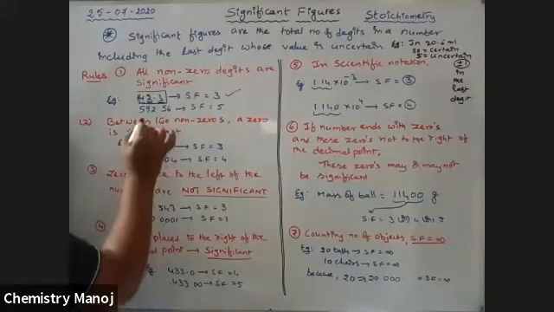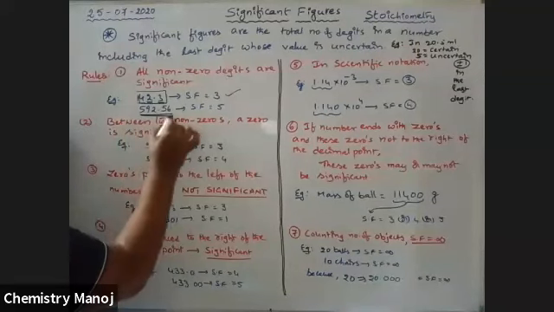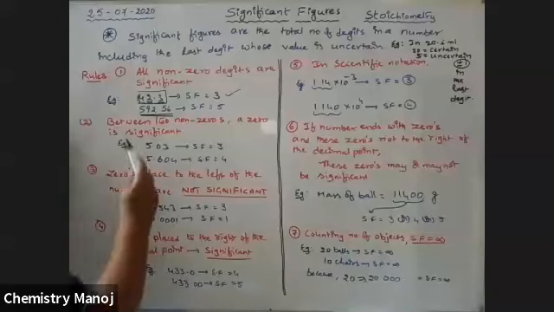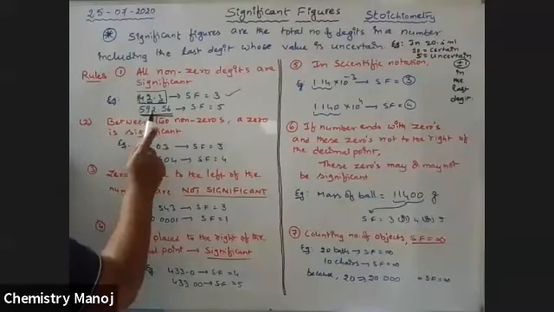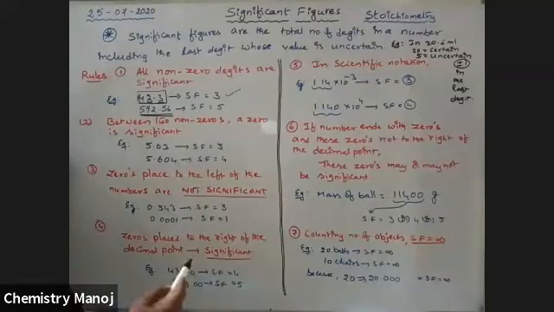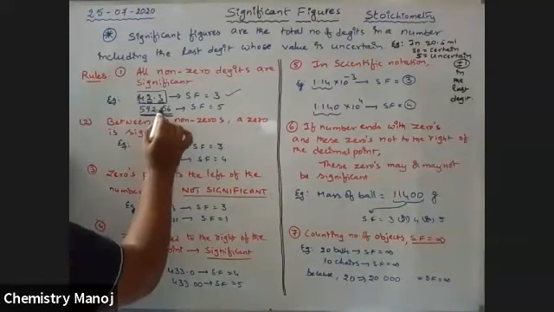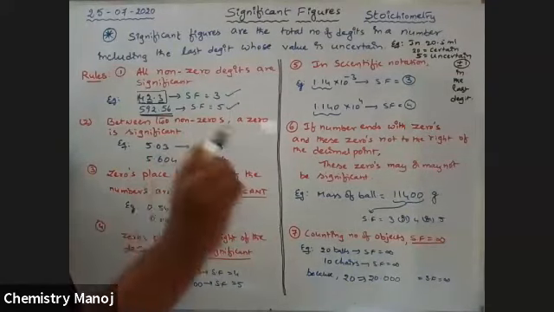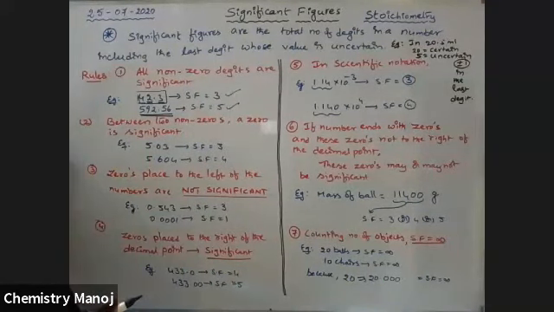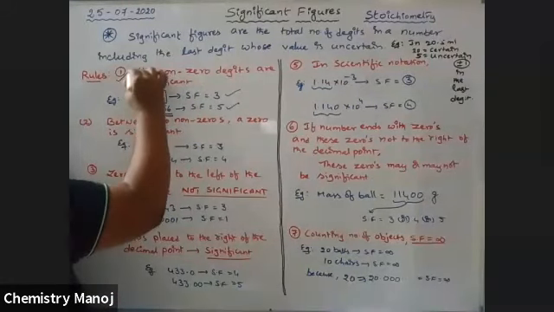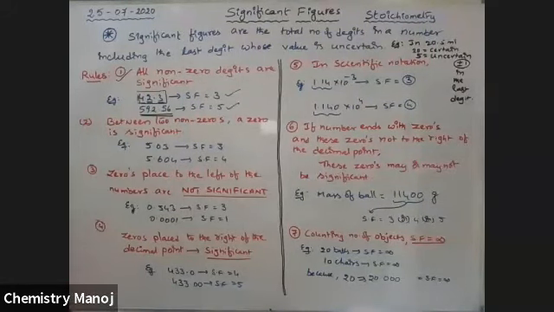So see here, 592.5. No zero is there. So that is 5, 9, 2, 5. All non-zero digits are significant. Therefore, the significant figure count is 4, the number of digits. Okay, so all non-zero digits are significant. This is the first rule.